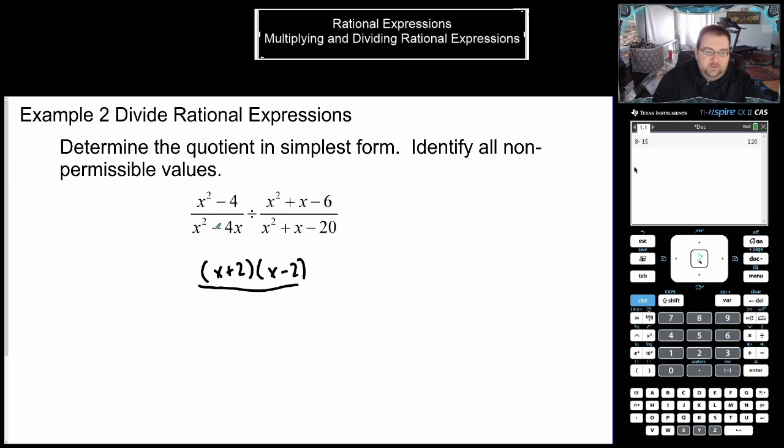Let's factor out this one here. So we have x squared minus 4x, and again, we have like terms here, right? So we're going to factor out those like terms. X times x minus 4. Let's do this one now. X squared plus x minus 6.